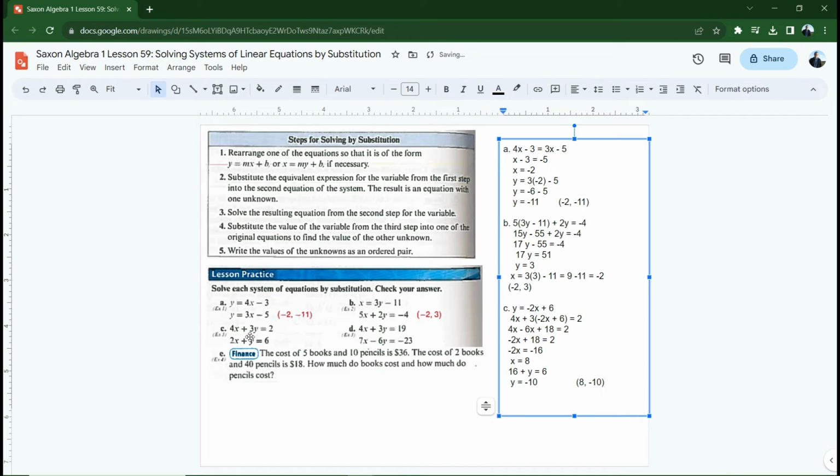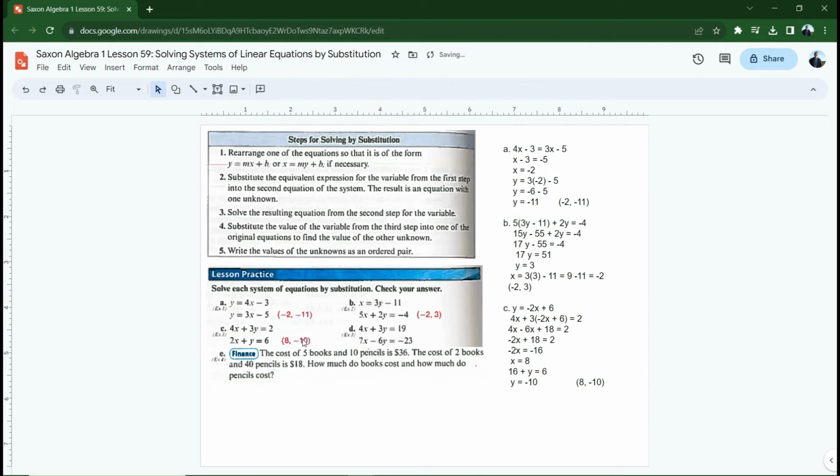Let's just double check that works. 4 times 8 is 32. Minus 30, because plus 3 times negative 10 is going to be minus 30. So I get 32 minus 30 is 2. Check. Let's try the second one. 2 times 8 is 16. Minus 10, because we plus a negative 10, is 6. It solves both equations. Looks like I got this one right, too.